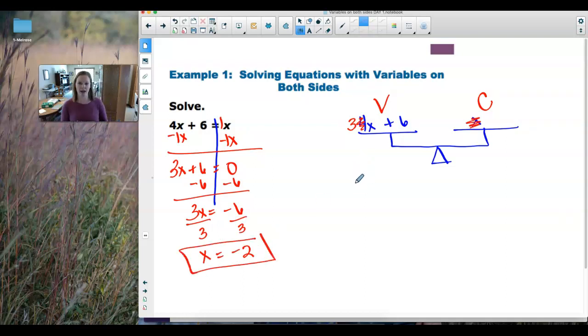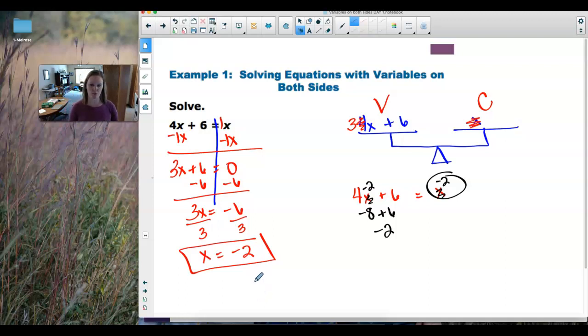Okay. Now you can go back and you can still check these by plugging in to the original equation. If I put negative 2 in for x, and we need to see if both sides work. So 4 times negative 2 is negative 8, and negative 8 plus 6 is negative 2, which is the same as what we have on the other side. So we're really thinking of it like that scale where we want to keep both sides balanced.